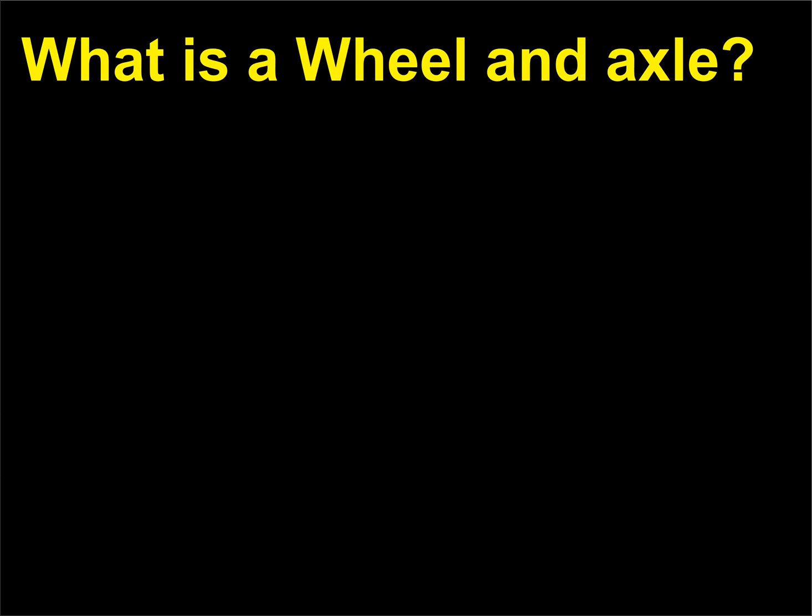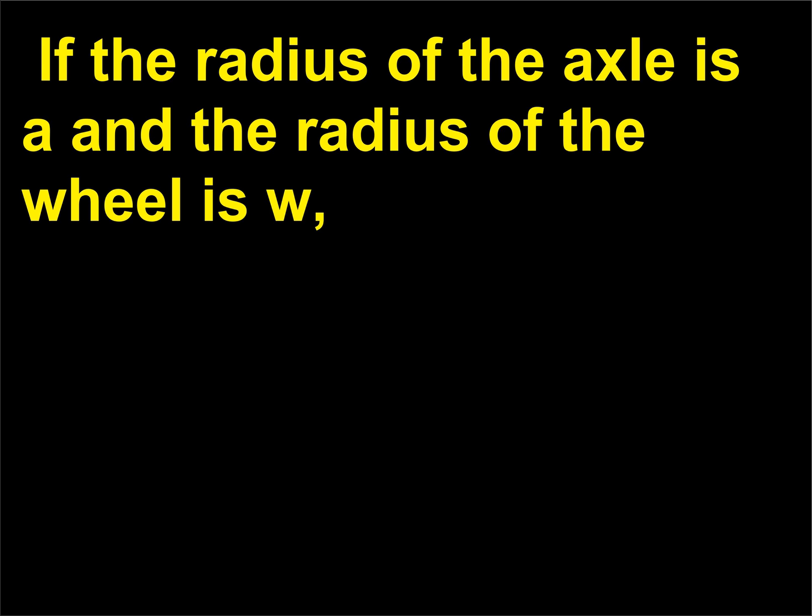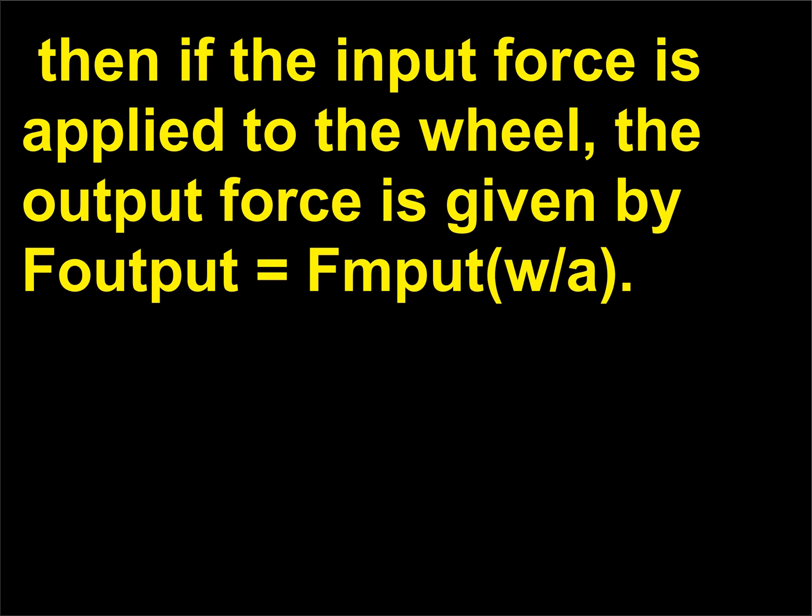What is a wheel and axle? Simple machine. If the radius of the axle is a and the radius of the wheel is w, then if the input force is applied to the wheel, the output force is given by F output equals F input, with a.